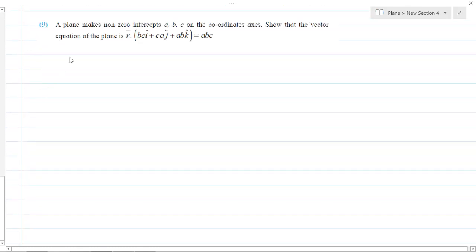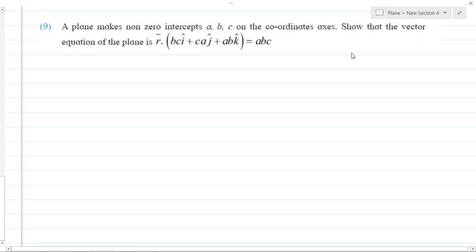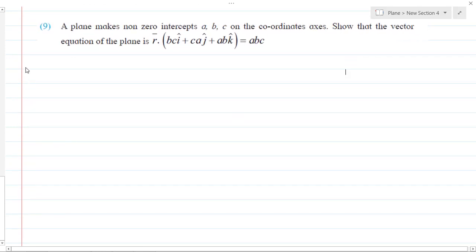It says, a plane makes, yes, this is the most important question. We have solved this type of question already in the previous exercise, maybe exercise 6.3. A plane makes non-zero intercepts a, b, c on the coordinate axes. Which are the coordinate axes? We have x, y and z. Show that the vector equation of the plane is, this is what we have to show.